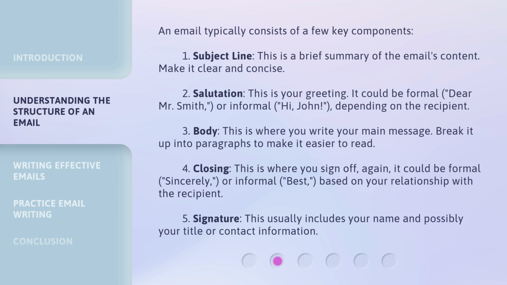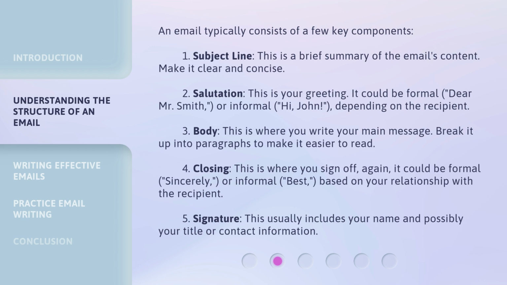An email typically consists of a few key components. 1. Subject line. This is a brief summary of the email's content. Make it clear and concise. 2. Salutation. This is your greeting. It could be formal, "Dear Mr. Smith," or informal, "Hi, John," depending on the recipient.